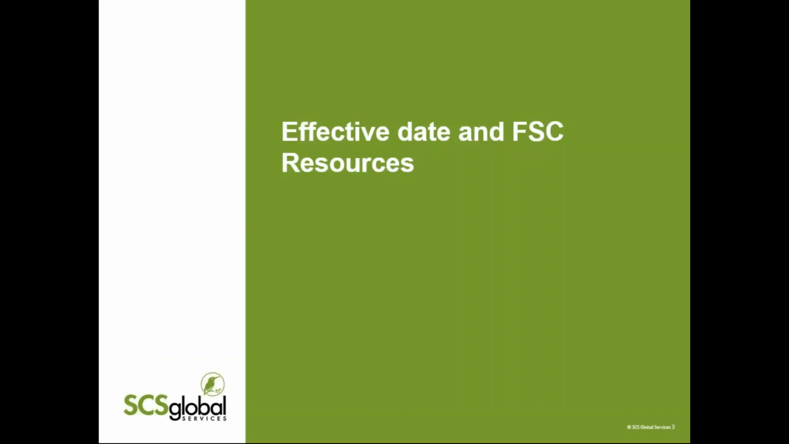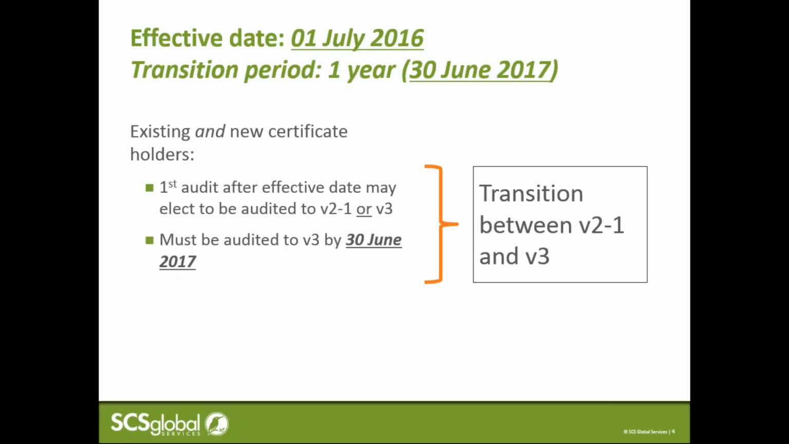Let's quickly remind ourselves of the effective date and the FSC resources already available. The effective date for version 3 of the FSC Controlled Wood Standard is July 1st, 2016. For both existing and new certificate holders, your next scheduled audit following July 1st may be conducted against either version 2-1 or version 3. However, every certificate holder will need to be audited to version 3 by June 30th, 2017.